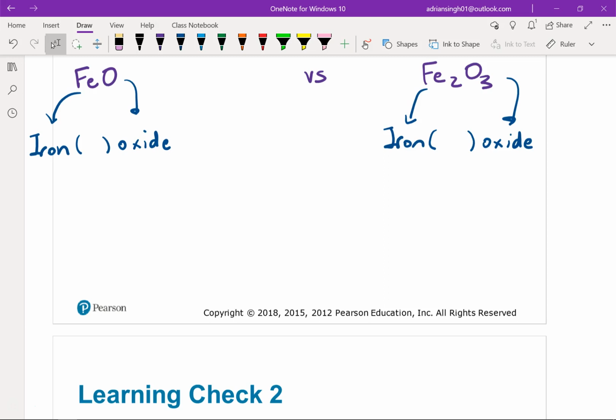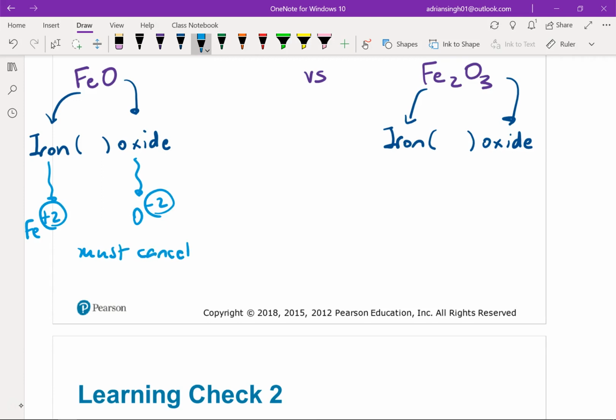So we don't know what the charge on the Fe is, but we do know that oxide is always 2-. And for this first one on the left to be overall neutral, the iron has to be +2 to cancel that out. The +2 and the -2 must cancel. So because the charge on the iron here is +2, this is iron 2 oxide.